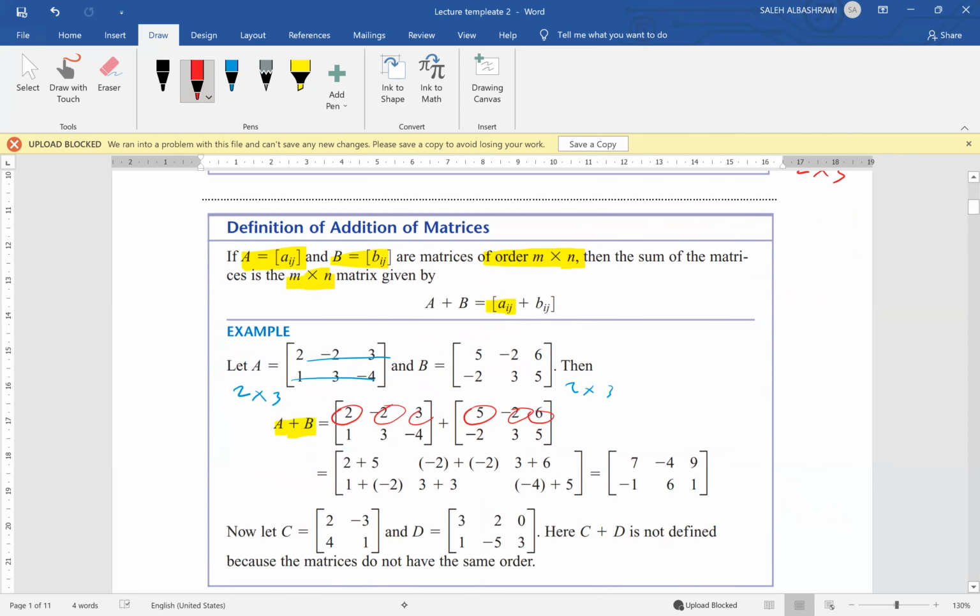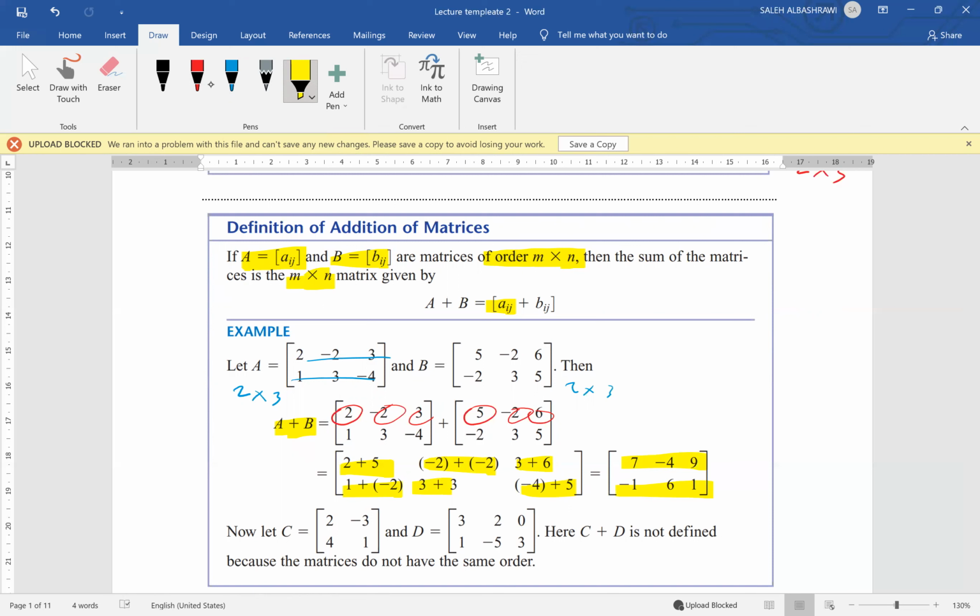So the result will be 2 plus 5, minus 2 plus minus 2, 3 plus 6. Second row is 1 plus minus 2, 3 plus 3, minus 4 plus 5, and I will have this matrix: 7, minus 4, 9, and minus 1, 6, and 1.